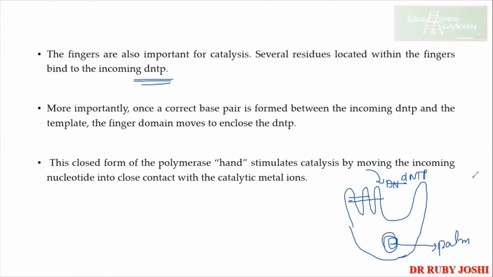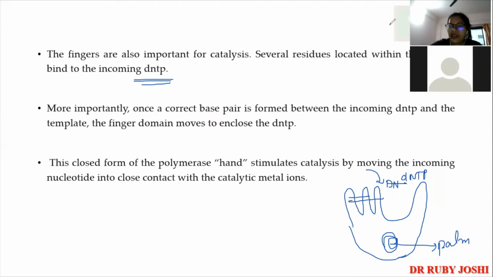Okay. Now, more importantly, once a correct base pair is formed between the incoming dNTP and the template, the finger domain moves to enclose the dNTP. अभी कैसे है? Just imagine that the fingers are making interactions with the dNTP. Now it is almost closing the fingers and bringing it towards the palm domain. Imagine हो रहा है क्या आपको? एक second. Yeah. Maybe I can show you like this. See, if you can have it like this, okay?